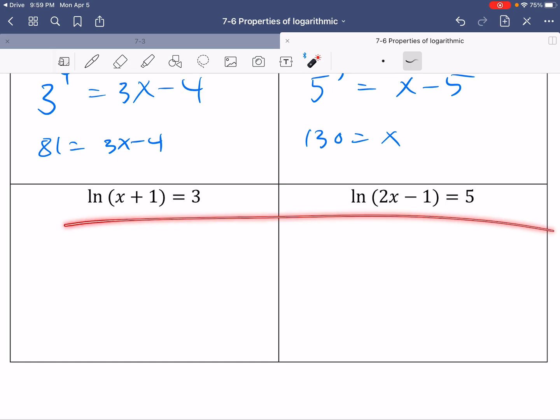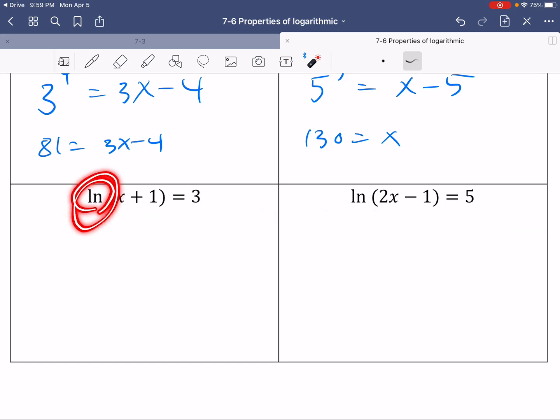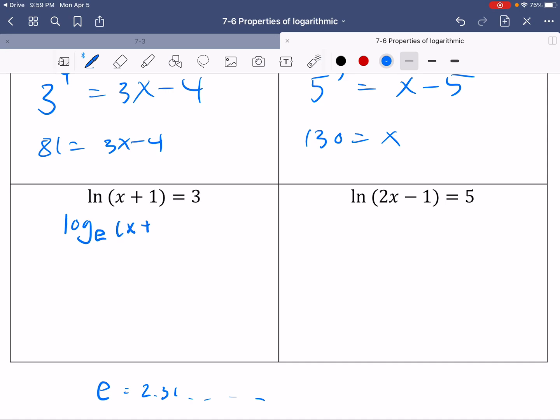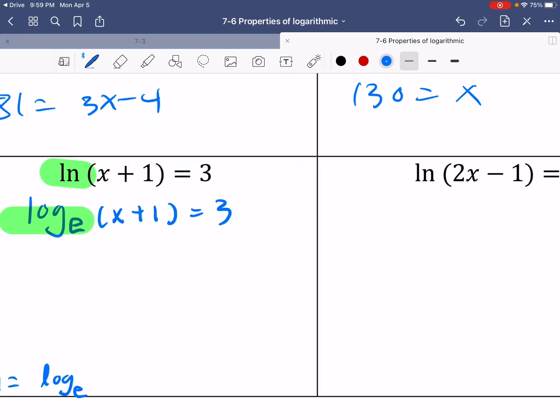So here, ln. What is ln? This one, we call it natural log. And for the natural log, it is the same as a log base e, okay? As you know, e stands for exponential, just like 2.31, something like that. Just like pi is an irrational number, okay? So ln is equal to log base e, all right? This one is the same as this, so keep that in mind. Just keep that in mind, ln is equal to log base e, right? So same thing from now on.